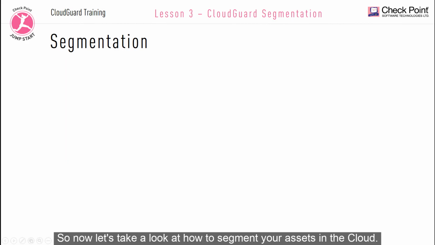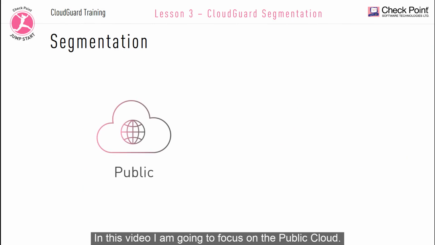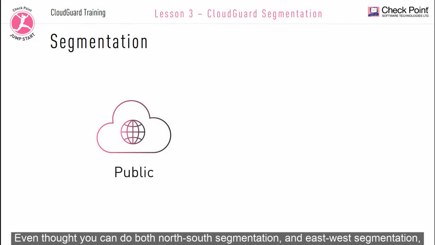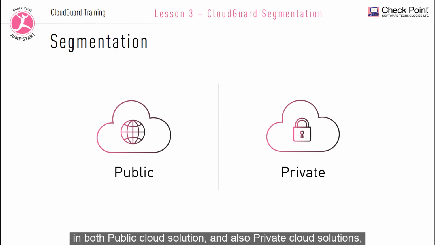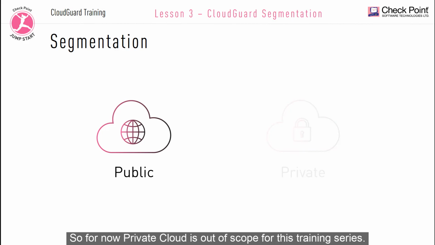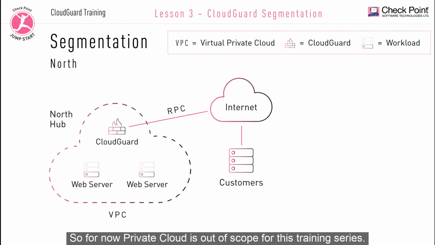So now let's take a look at how to segment your assets in the cloud. In this video, I'm going to focus on the public cloud. Even though you can do both north-south segmentation and east-west segmentation in both public cloud solutions and also private cloud solutions, the implementation is different. The concept is the same, but how to achieve it varies between private cloud solutions. So for now, private cloud is out of the scope of this training series.